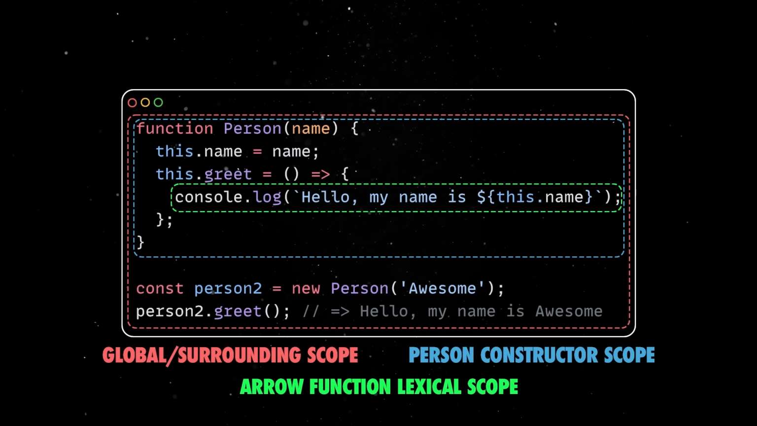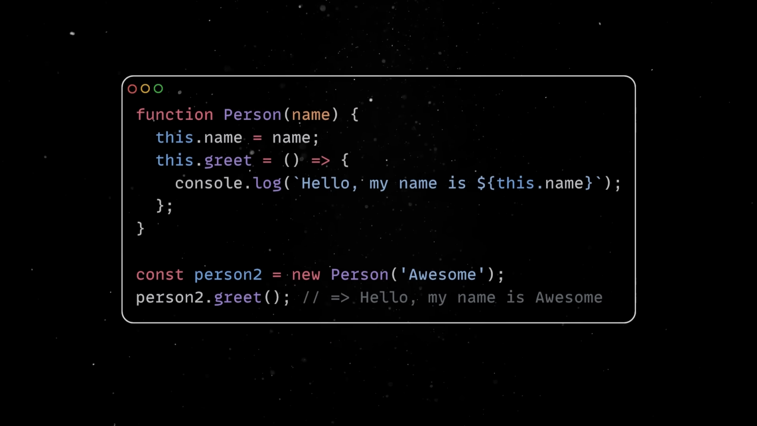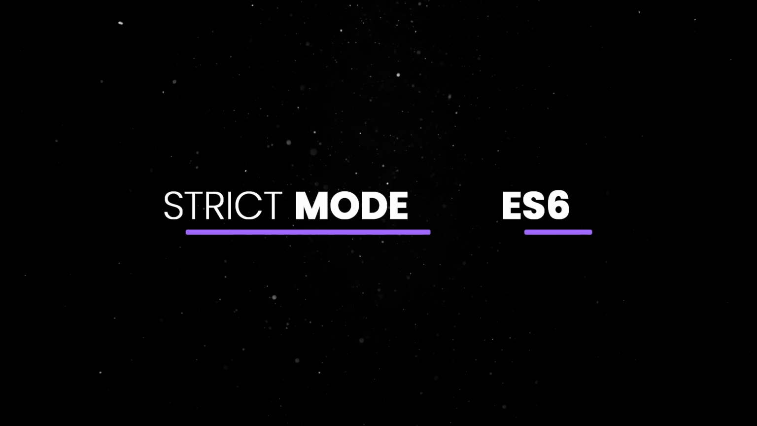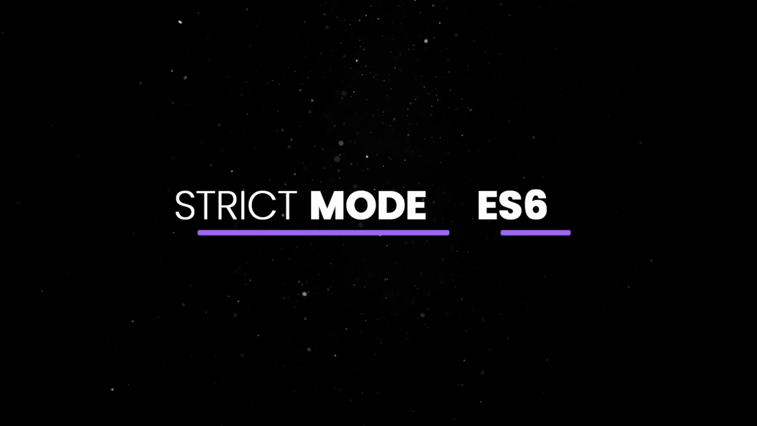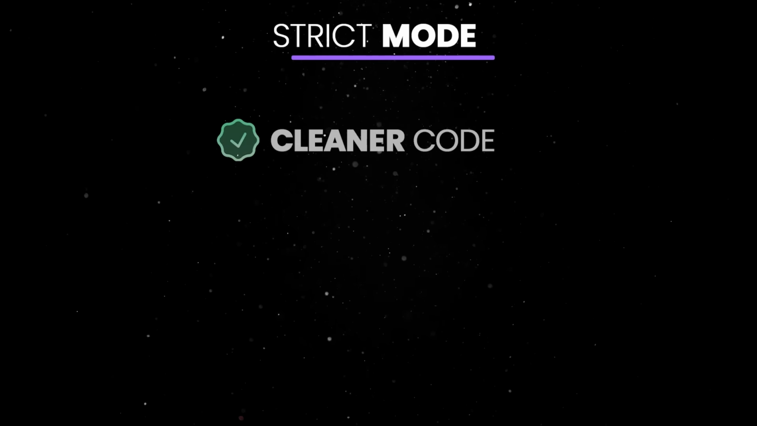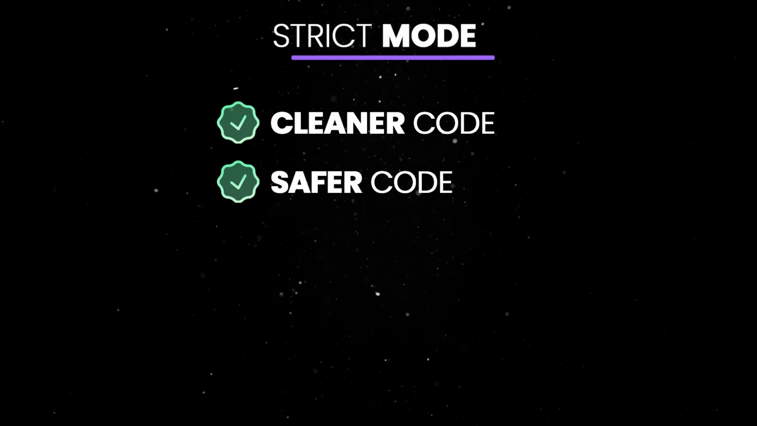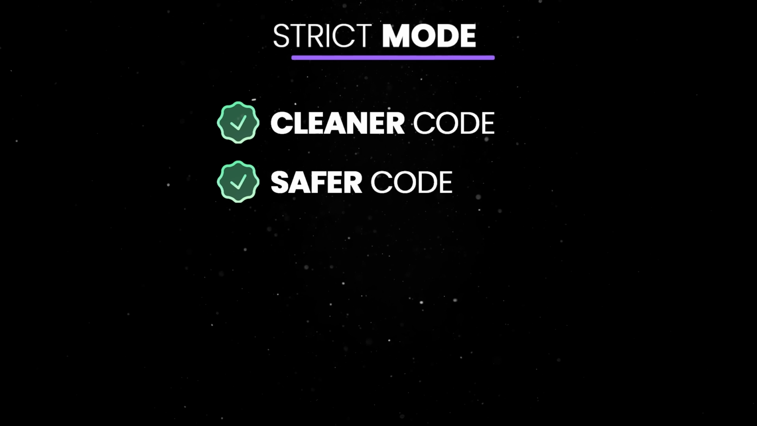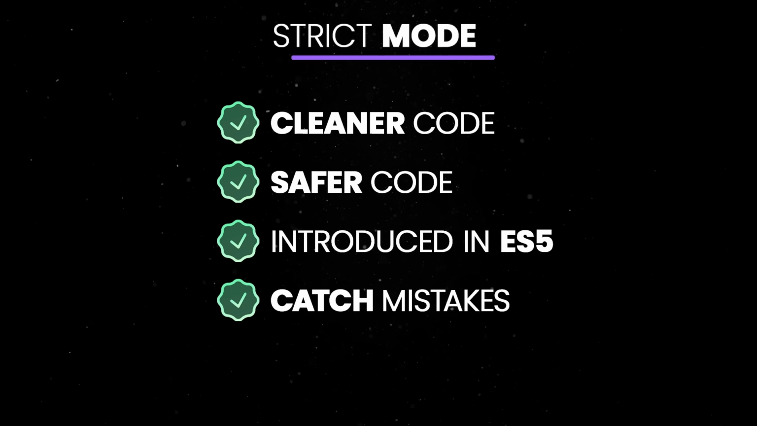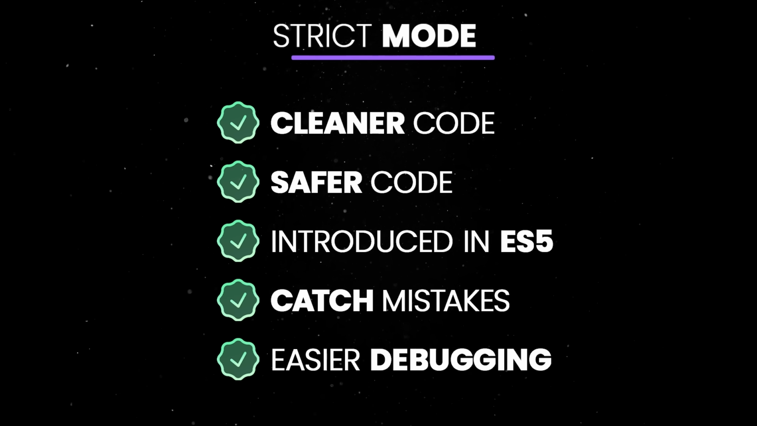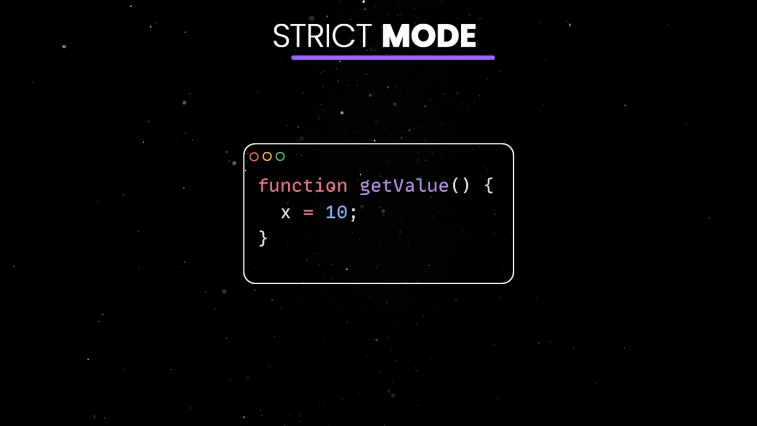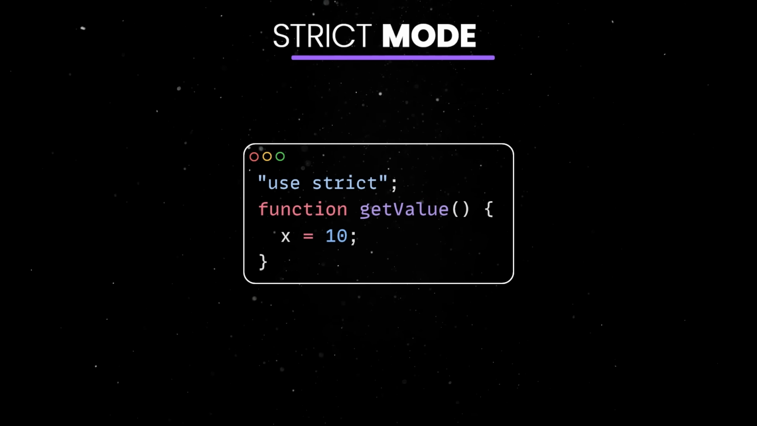Before moving to some more interesting language features, we need to clarify two JavaScript concepts we just mentioned: strict mode and ES6. Strict mode helps you write cleaner and safer code by eliminating silent errors and enforcing stricter parsing rules. It was introduced in ECMAScript 5 to catch common mistakes early, making debugging easier. To enable strict mode, you simply add "use strict" at the beginning of a script or inside a function.